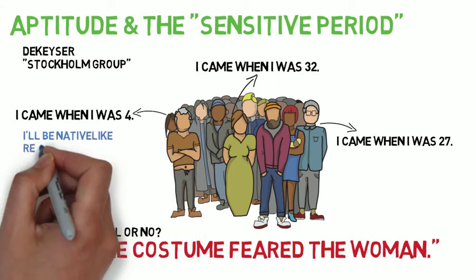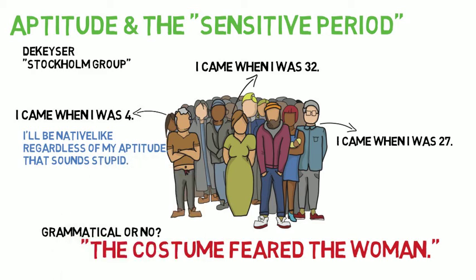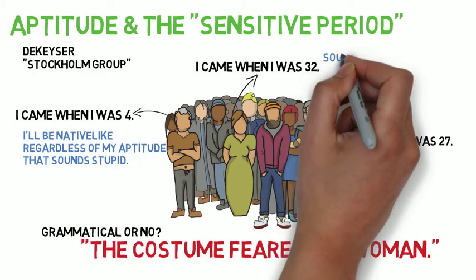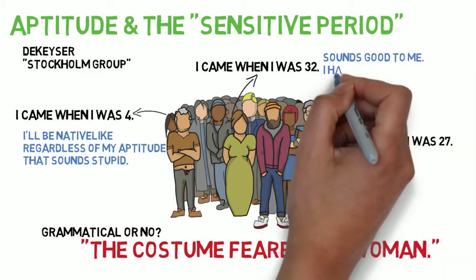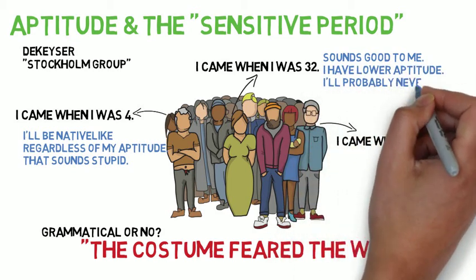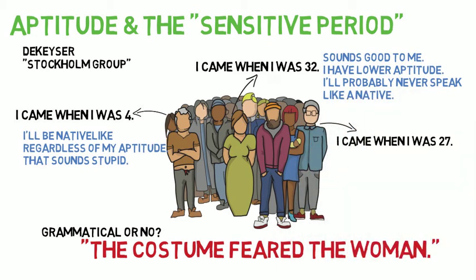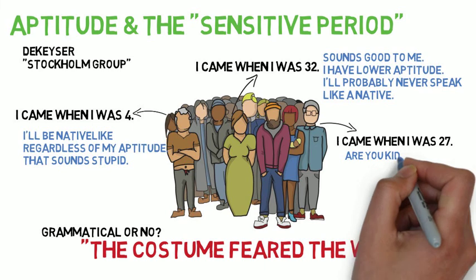These studies were started by De Keyser and later robustly replicated by researchers Skehan calls the Stockholm Group, and they showed that if you move to a place with a new language while you're in the sensitive period, you can pretty much always end up scoring well on a judgment test. Come later, and one learner will, another learner won't. It seems more and more likely that aptitude is the difference.